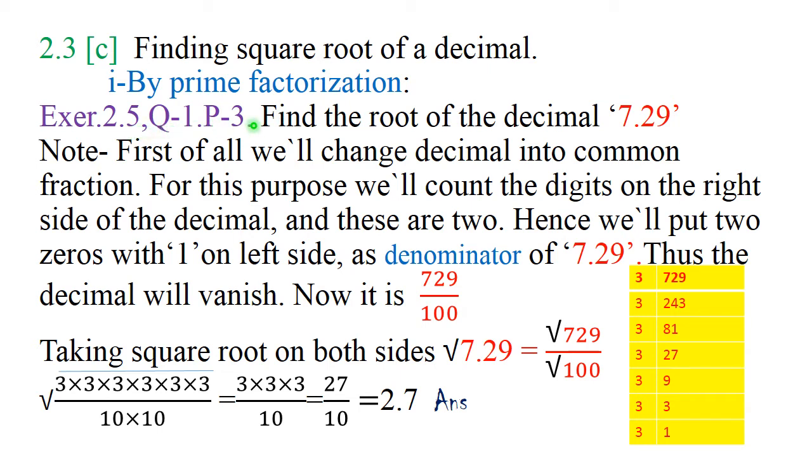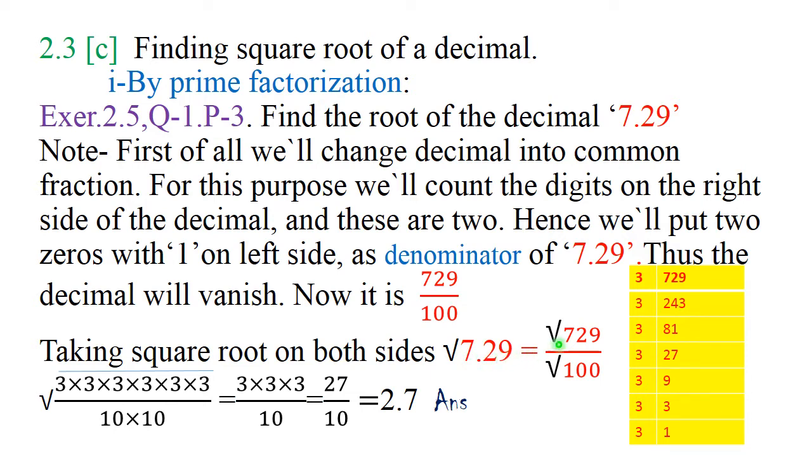Note, first of all, we change the decimal into a common fraction. For this purpose, we count the digits on the right side of the decimal, and these are 2. Hence, we put 2 zeros with 1 on the left side as denominator of 7.29. Thus, the decimal will vanish. Now it is 729 over 100. Taking square root on both sides, we have the square root of 7.29 is equal to the square root of 729 divided by the square root of 100.